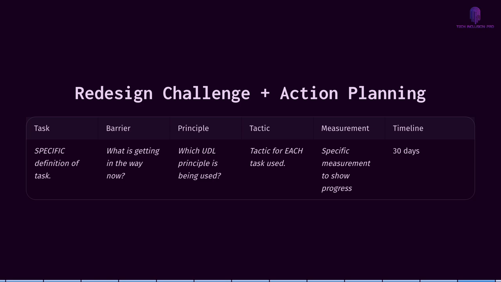So think of a design challenge that you have that has a specific task. What barriers are getting in the way of that? What principle of UDL is being utilized? How are you going to address that? What tactic are you using to address those barriers? How are you going to measure progress? And what is the timeline in which you're going to do that in?